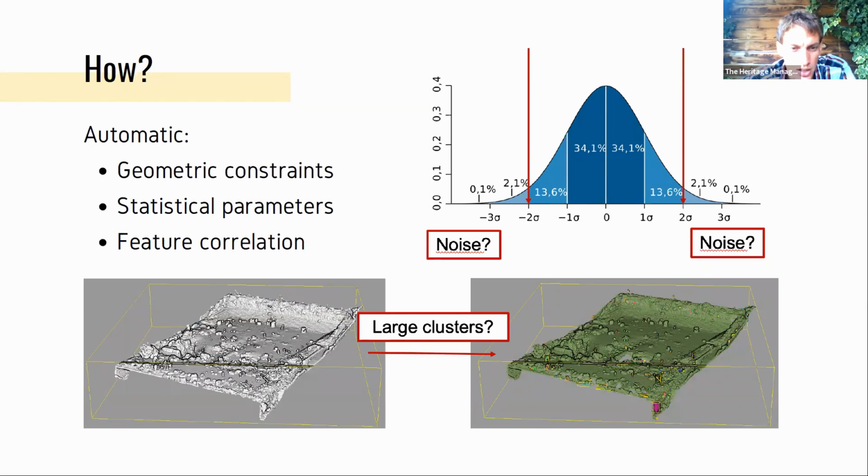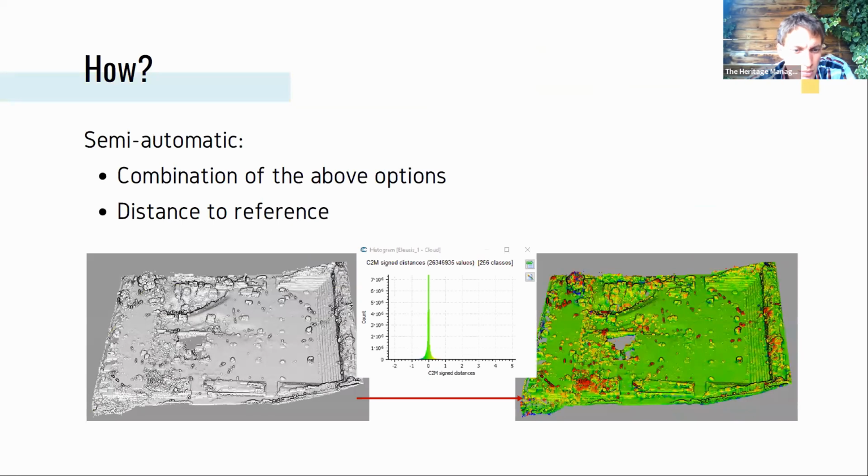And feature correlation. That's not about clusters, but more about real geometrical properties that you will try to fit with your point cloud. And semi-automatic, so that's somewhere in the middle in terms of performance. It's actually a combination of the above.